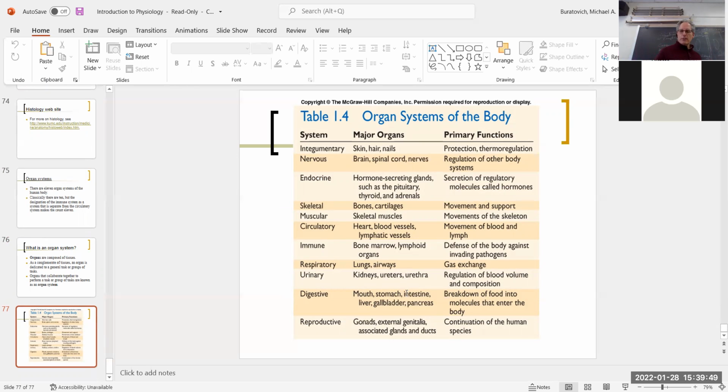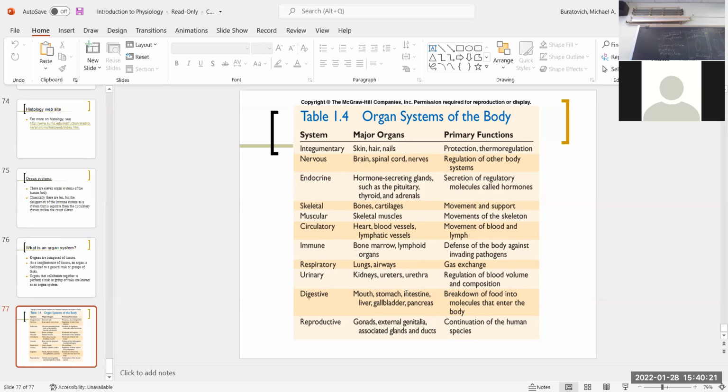So the integumentary system, that is a system of skin that covers your body. The nervous system, brain, spinal cord, regulation of systems and consciousness and things like that. Endocrine system is highly regulatory. The skeleton provides the scaffolding upon which things attach. The muscular system helps the scaffolding move. Circulatory system is to move things around the body. It's the information superhighway of the body, if you will. Immune system keeps you from getting sick. Respiratory system for gas exchange.